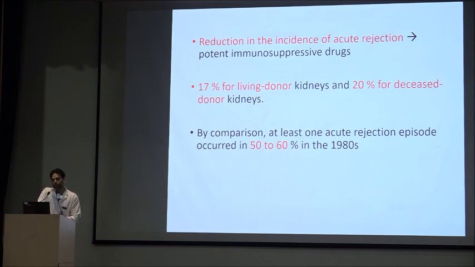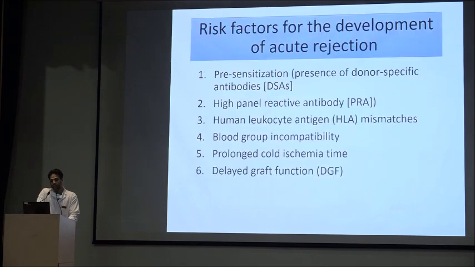donors being affected with at least one episode of acute rejection in their post-transplant lifespan, which when compared to the 1980s, it was around 50 to 60% with one acute rejection episode. What are the risk factors? So pre-sensitization, having DSA, donor-specific antibodies being positive, high panel reactive antibodies, HLA mismatch, blood group incompatibility, prolonged cold ischemia time during surgery and delayed graft function.